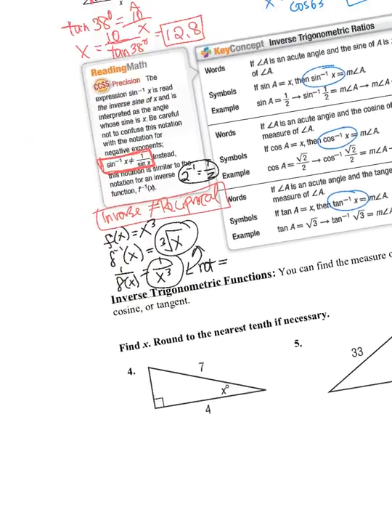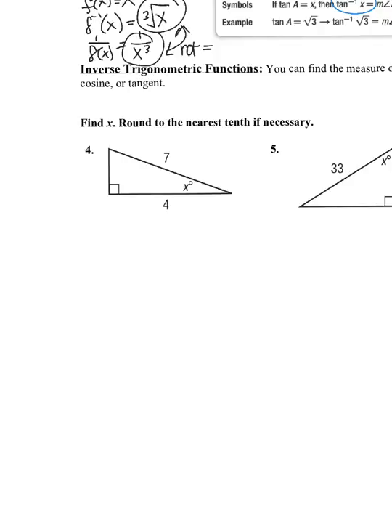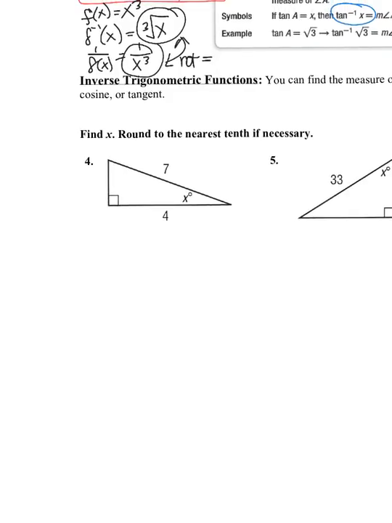All right, so let me show you how that works with number 4. It says find x and round to the nearest tenth if necessary. We're going to do basically what we did before. We look at the angle and look at the sides from the angle's perspective. So 4 would be the adjacent side and 7 would be the hypotenuse. Looking at those two, we're going to be using cosine of that angle x is equal to 4 over 7.